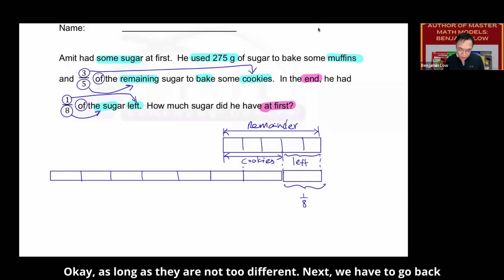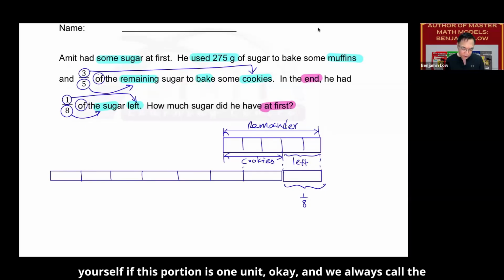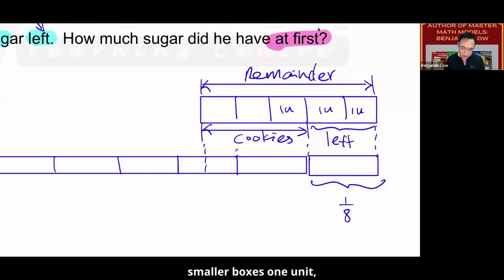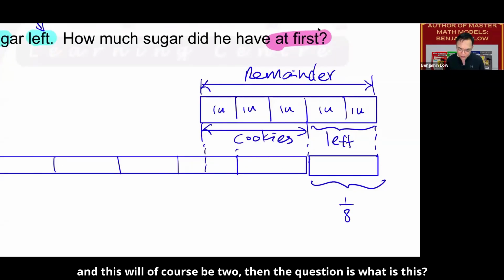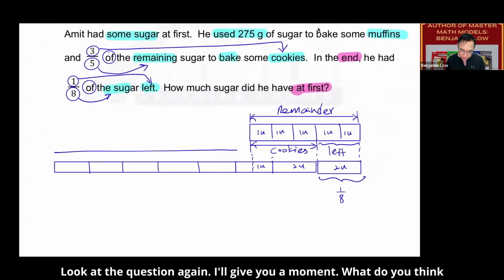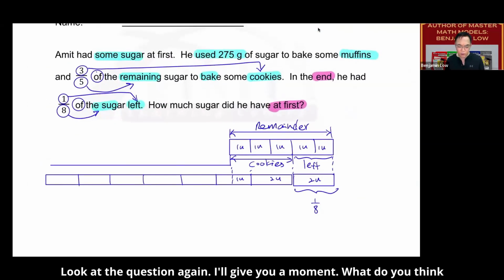Next, we have to go back to our question and ask ourselves, if this portion is 1 unit, and we always call the smaller boxes 1 unit, and this will of course be 2, then the question is, what is this? Look at the question again. I'll give you a moment. What do you think this is?